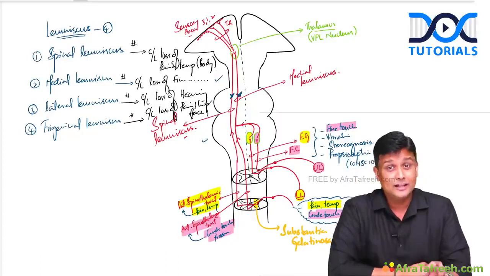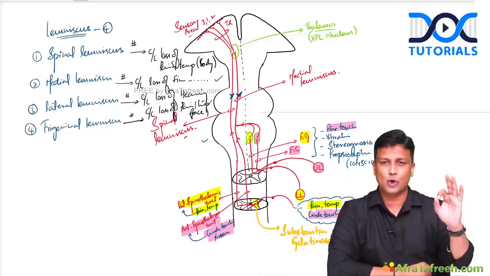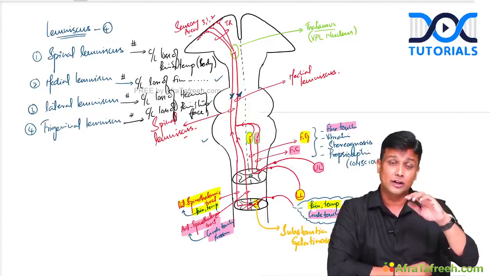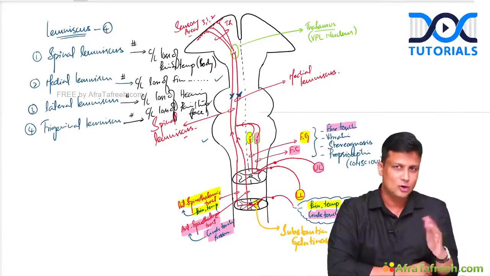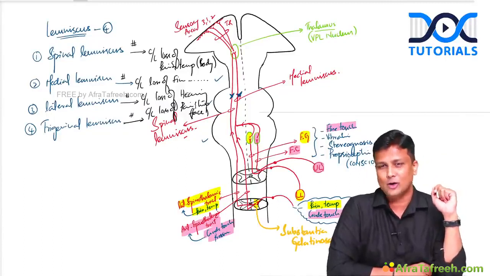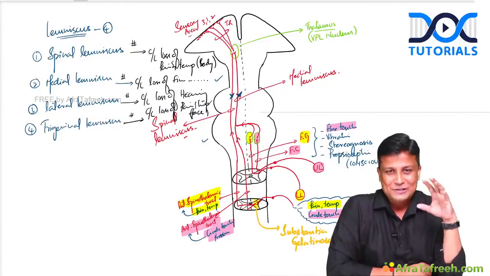That's the reason why in the exam, if you see any brainstem syndrome where lemniscus is involved, don't try to have a confusion in your mind that it will be ipsilateral or contralateral. No, it will be always contralateral loss. Always contralateral loss. Okay, so that is about that.